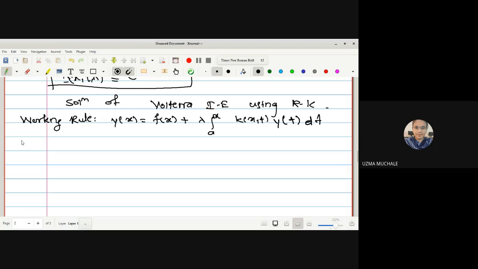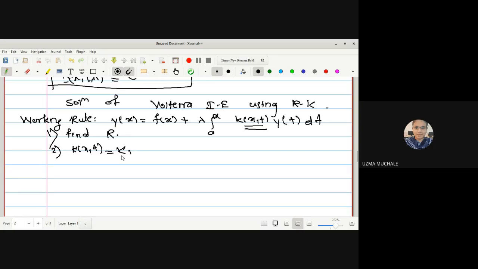It is our Volterra integral equation. Okay, what is the question? Find first the resolvent kernel with the help of a given kernel. First we have to find out the resolvent kernel R with the help of a given kernel k of xt. Whatever kernel you are provided in the integral equation, that is nothing but your first kernel. Then you can find out R of xt from them.